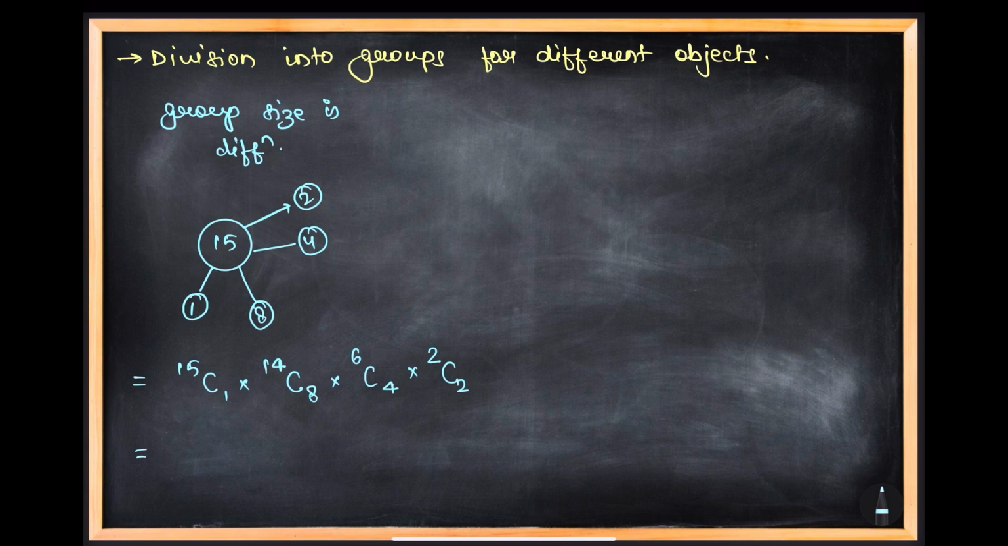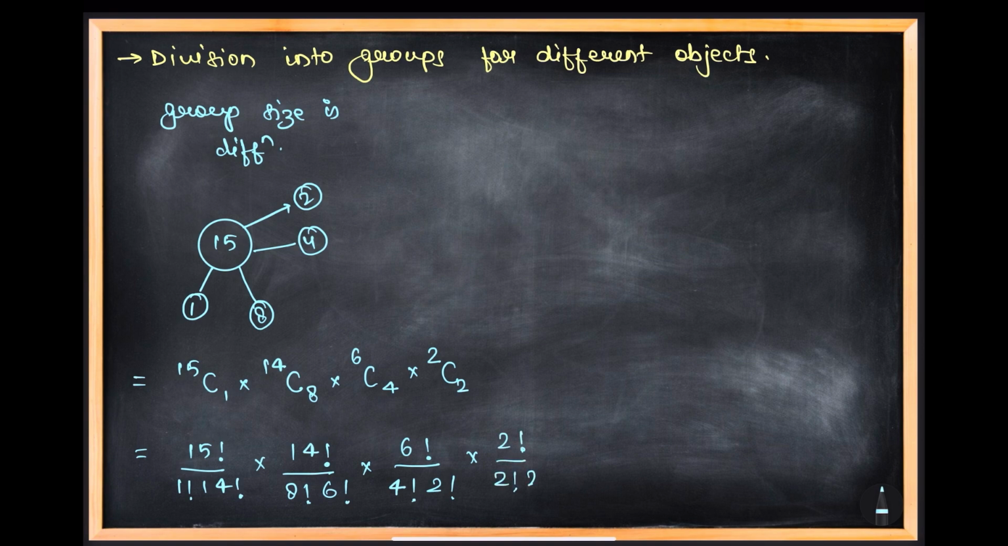So just break down this 15C1. Can I write 15 factorial by 1 factorial 14 factorial, into 14 factorial by 8 factorial 6 factorial, and 6 factorial by 4 factorial 2 factorial, and you know that 2C2 will be written as 2 factorial by 2 factorial and 0 factorial. Okay, now look at this. Now try to understand this part.